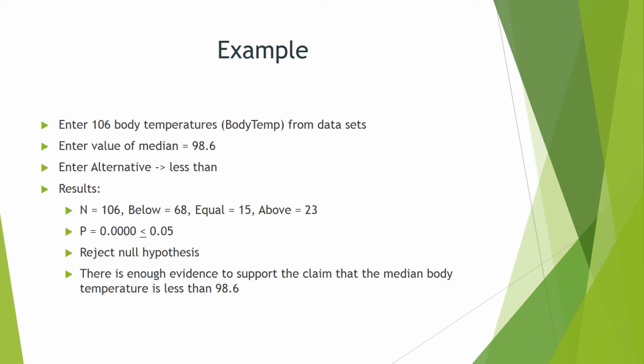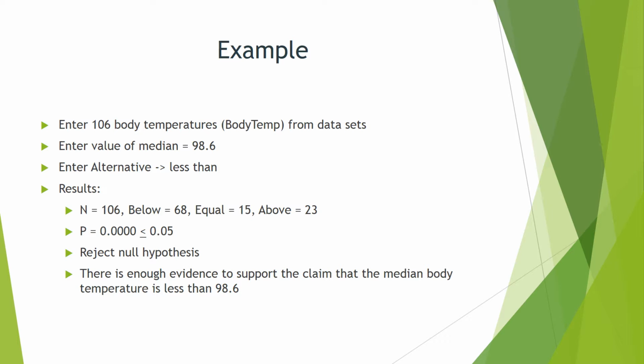So for example, we had 106 body temperatures. It is called body temp. It's in the data sets that I put on the portal for you, or you can get them directly from www.triolastats.com. You're going to enter the value of the median to be 98.6, and our alternative is less than, because we believe that the median value for these 106 temperatures is less than 98.6.